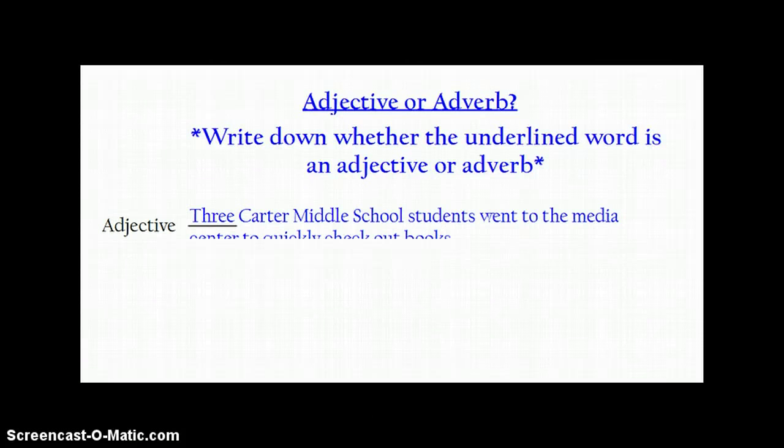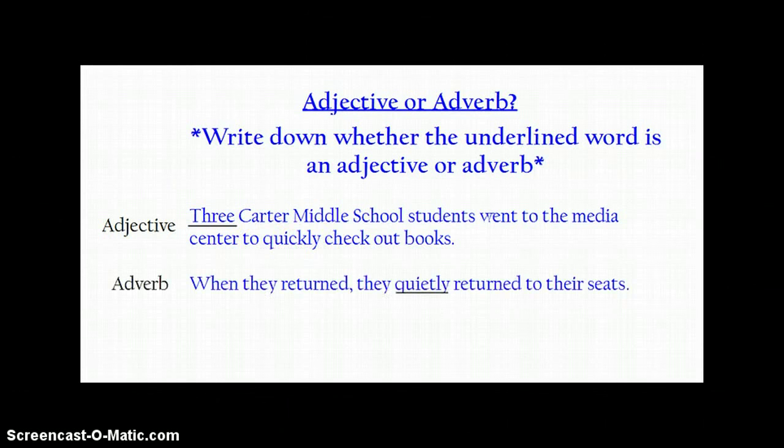Adjective or adverb. Three Carter Middle School students went to the media center to quickly check out books. Three is an adjective. If I wanted you to find an adverb, you would probably go for quickly. When they returned, they quietly returned to their seats. Quietly is describing how they returned. Returned is a verb, so quietly is an adverb.